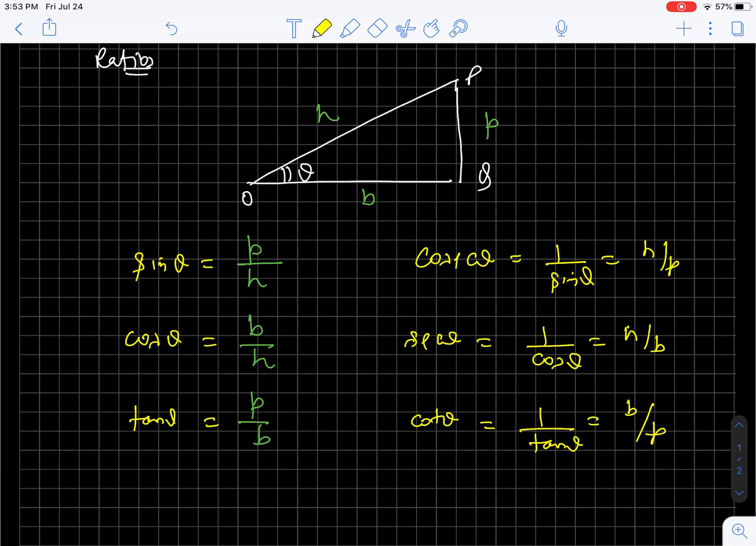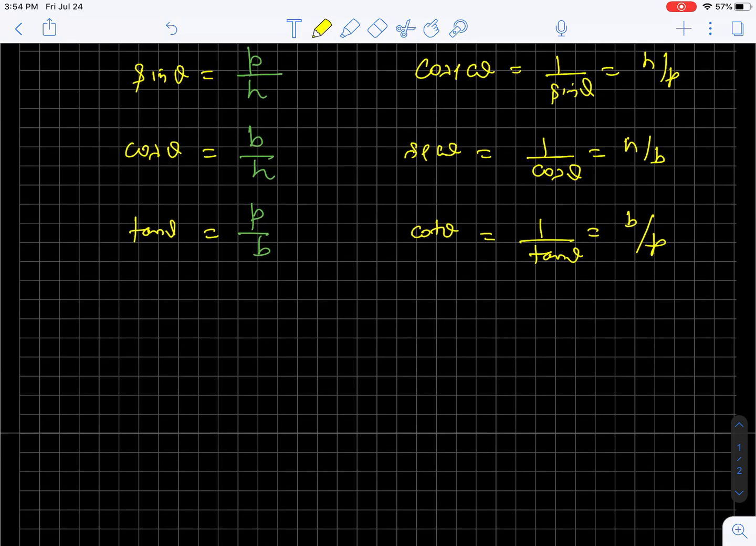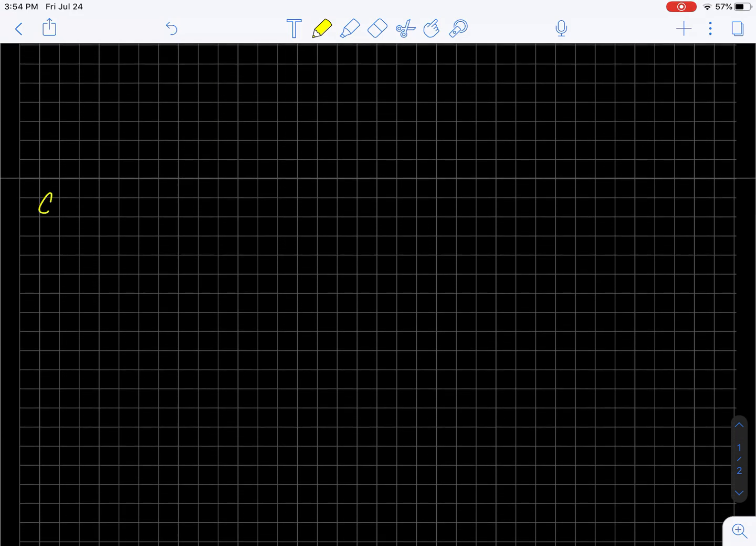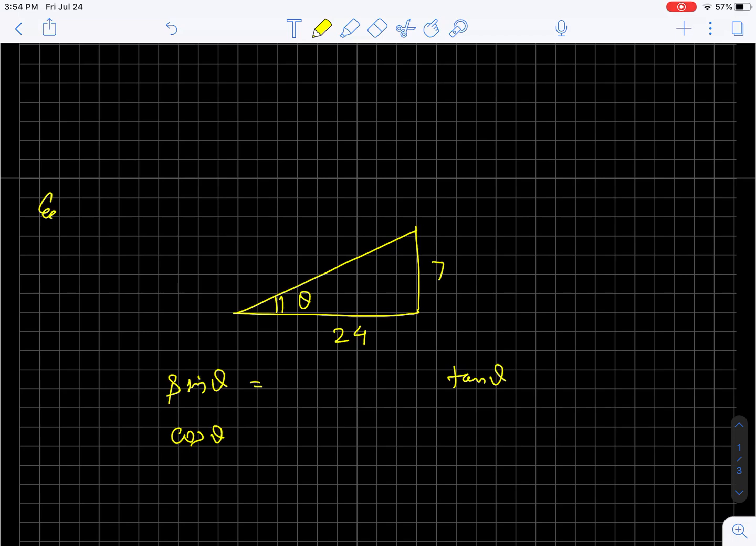Trigonometric ratios basically help us to study different concepts of triangles. Now see, if I take a triangle like this, a simple one, where the base is 24, the perpendicular is 7, we don't know the hypotenuse, and this angle is theta. Can you find the value of sine theta, cos theta, and tan theta in this case? It's very simple.